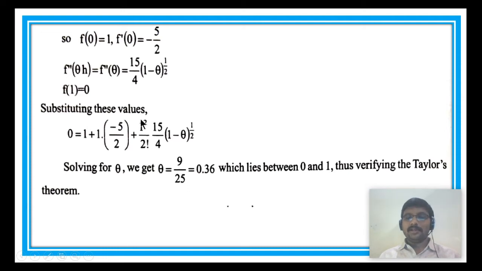Now substituting all these values and simplifying for theta, thus we will have a value of our theta. The theta value is 9 by 25, that is approximately 0.36, clearly which lies between 0 and 1, thus verifying the Taylor's theorem.